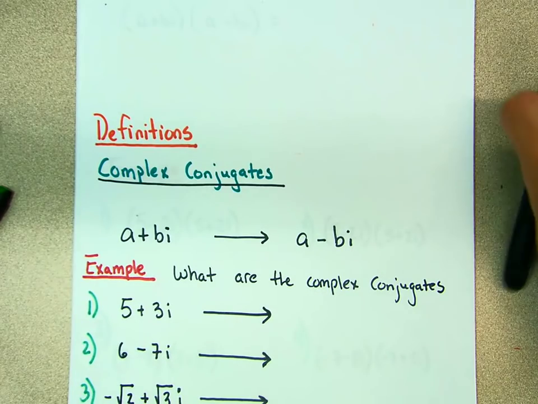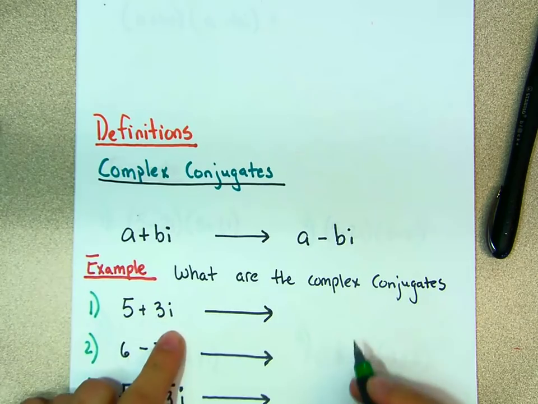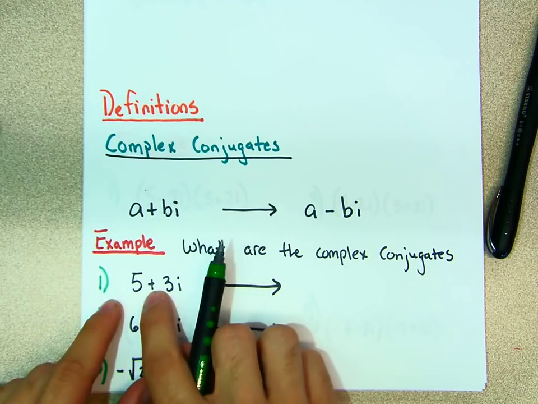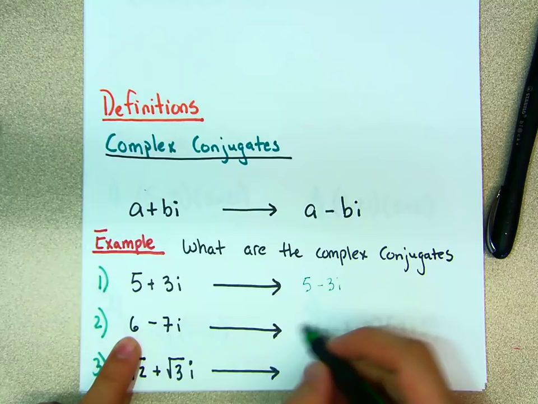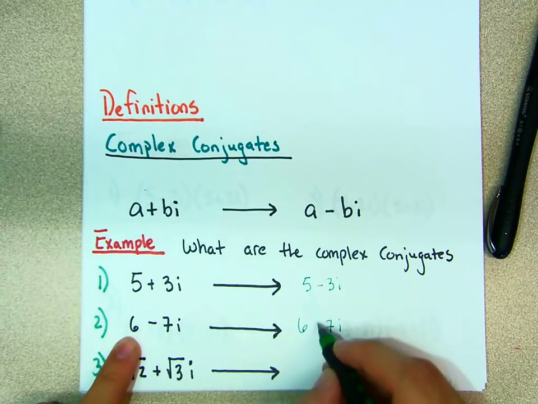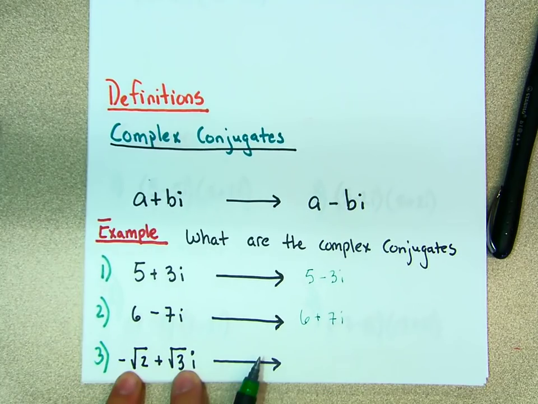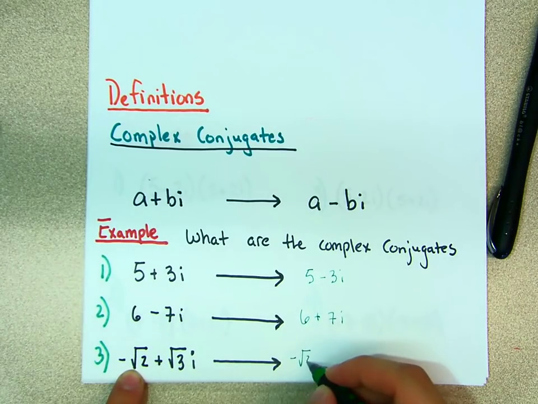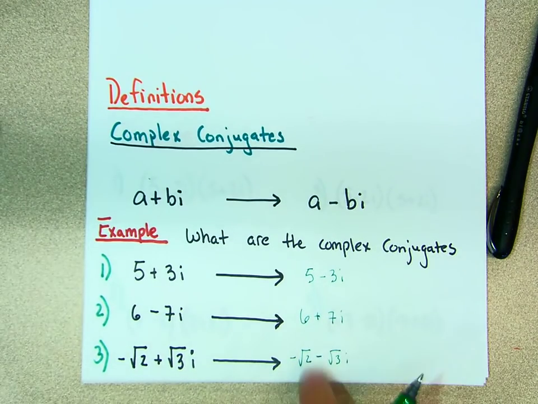So just see another example. What's the complex conjugate of 5 plus 3i? You're just switching the sign here, that's all. Everything stays the same except for the sign in the middle. So it's 5 minus 3i. Everything stays the same, so the 6 and the 7i, and I'm just putting a plus here. What about this one? Here, don't freak out just because it's some negative radical 2 and radical 3. You see, these stay the same, so negative radical 2, radical 3i, they stay the same, and this just becomes minus. These are complex conjugates.